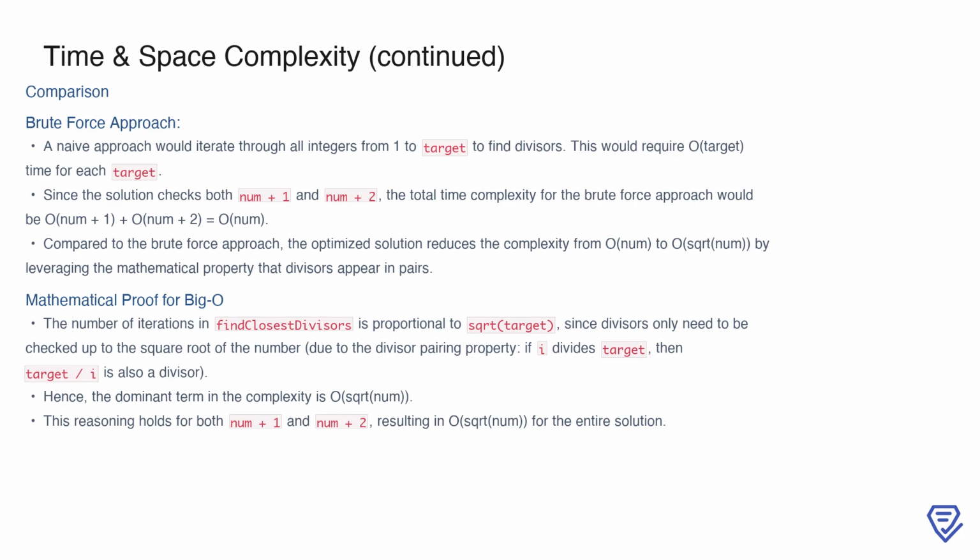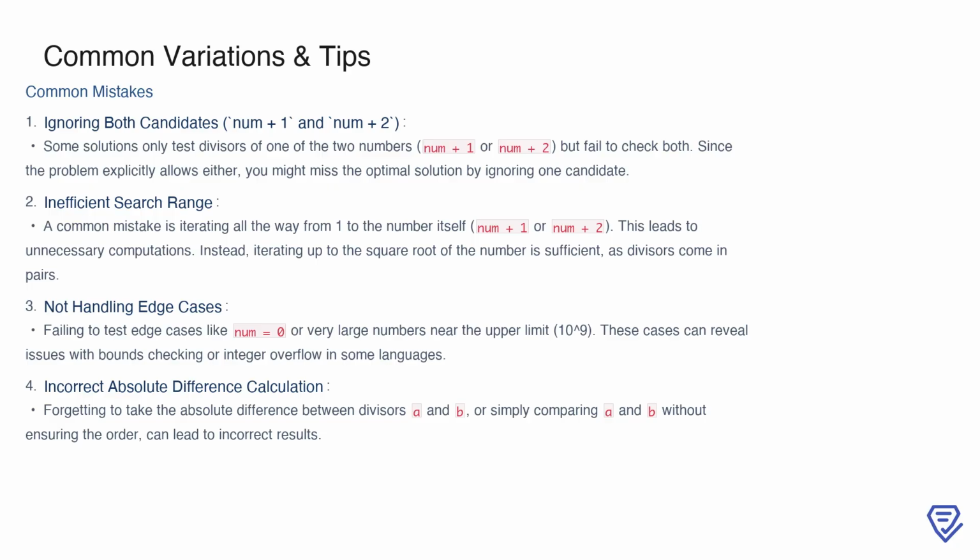This divisor pairing property ensures we only iterate up to sqrt(target), and since this applies to both number plus 1 and number plus 2, the overall complexity remains O(sqrt(number)). When solving this problem, there are several common mistakes to watch out for.